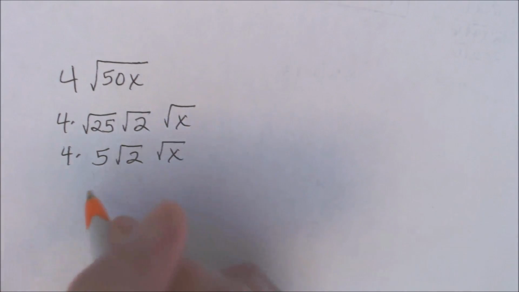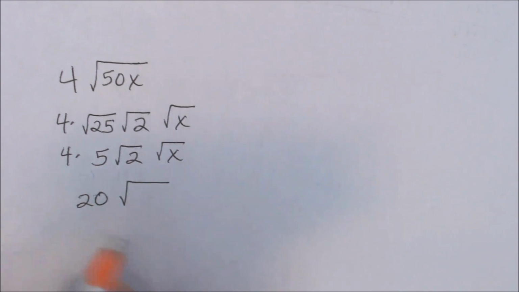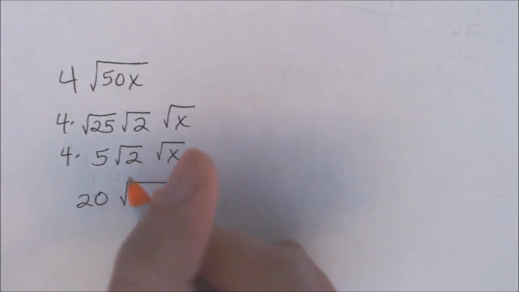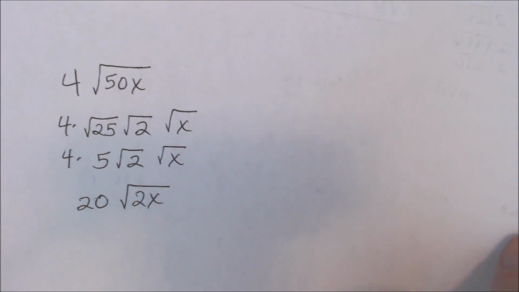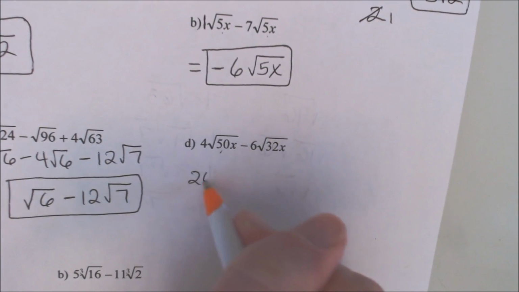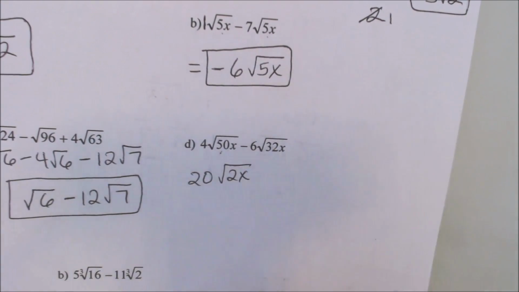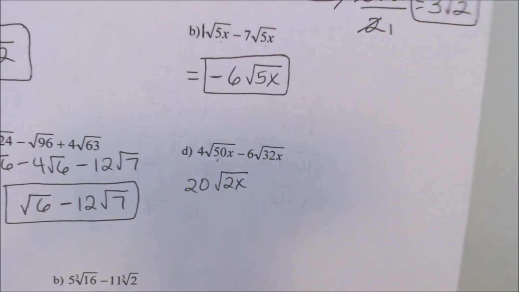So the coefficients can be multiplied. So we have 20. And then what's underneath the radical, the 2 times the x are still remaining. So 20 times the square root of 2x is what that simplifies to. So I'm going to fill that in and write 20 times the square root of 2x. Now, if we can get this other term to simplify the same way, and if they're like terms, then we can combine them. So let's check.